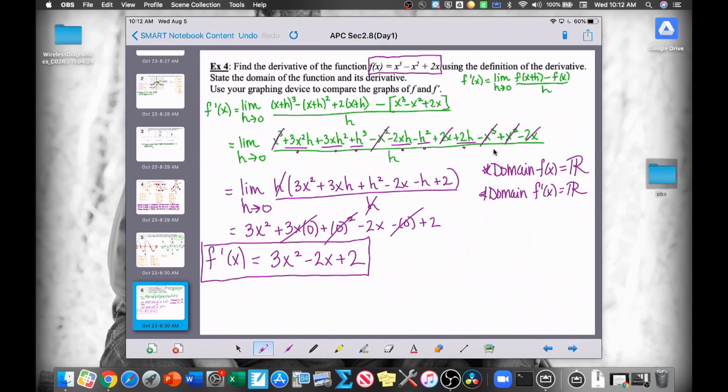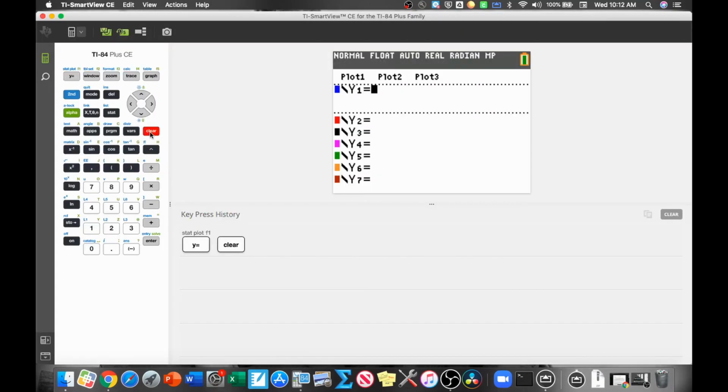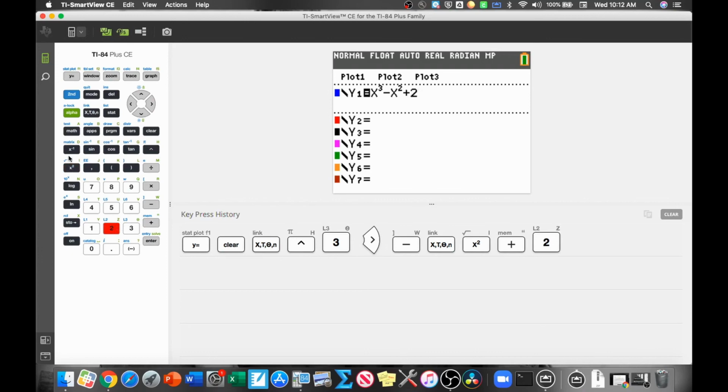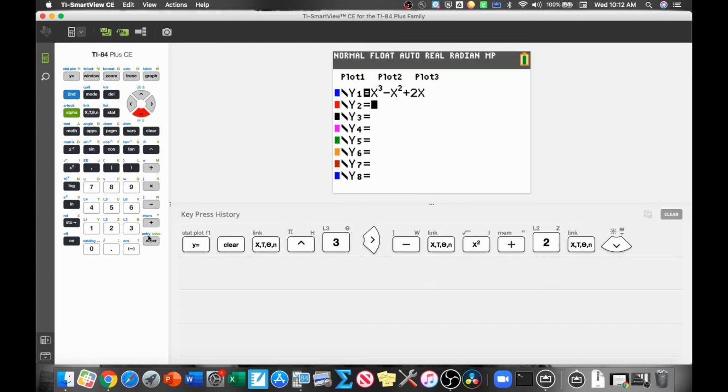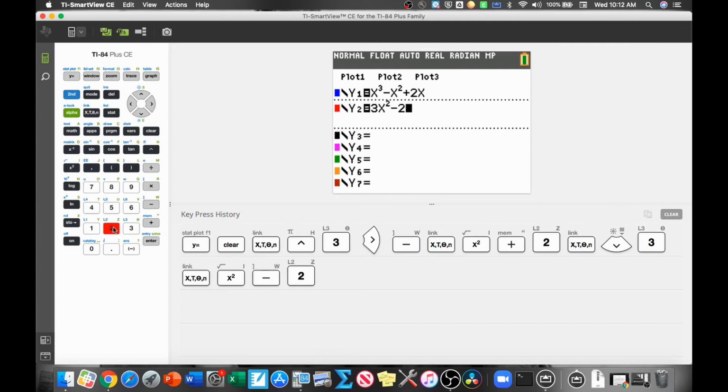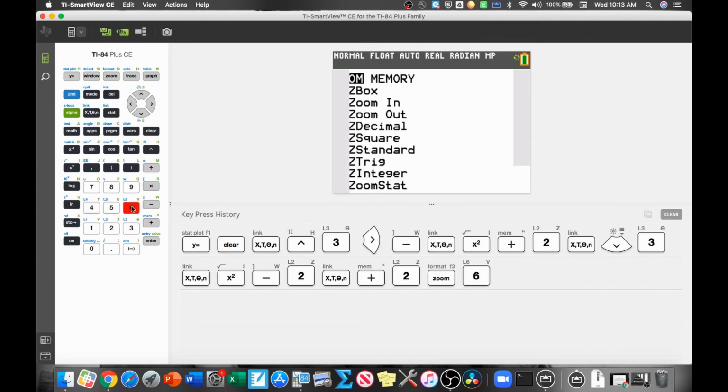And then the last thing they want us to do is use our graphing device to compare the graphs of f and f prime. So grab your graphing calculators. We're going to type in f of x, which is x cubed, so x caret 3, make sure you arrow out of your exponent, minus x squared plus 2x, and then arrow down to y2, and we're going to type in our derivative, which is 3x squared minus 2x plus 2. And I'm just going to do a zoom 6 on this standard window.